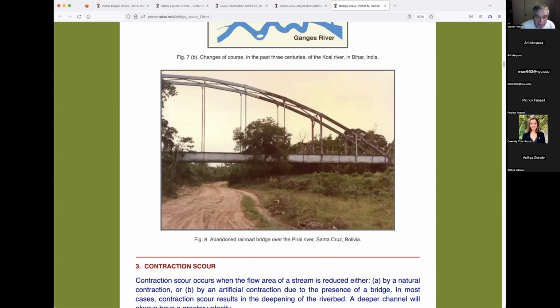What about this guy over here? Abandoned railroad bridge over the Piraí River, Santa Cruz, Bolivia. In 1989, I did a job, a 2-month, actually it was a 3-month job in Santa Cruz, Bolivia. 2 months and then 1 more month later on. We were charged with doing the sediment routing of all the sediment on the Piraí, which is the Piraí basin out there in Santa Cruz, Bolivia.